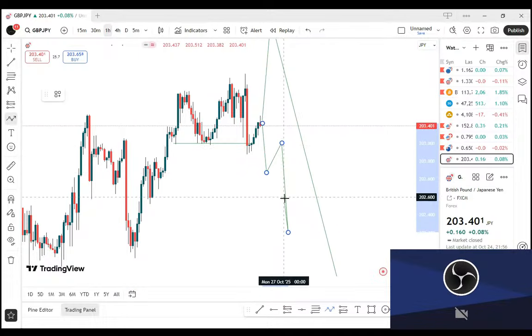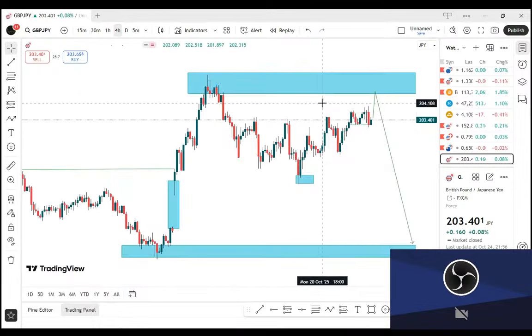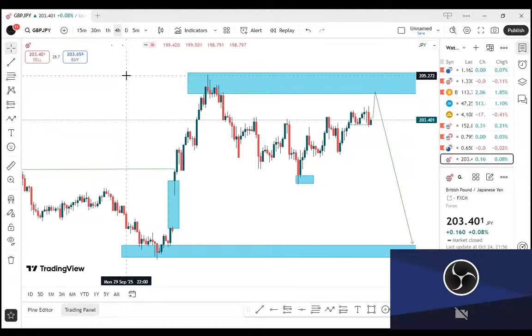But if you don't want to scalp, trade along with the trend. So expect my key zones at those particular zones. Those are the zones I'm expecting my entry from on the GBP JPY.